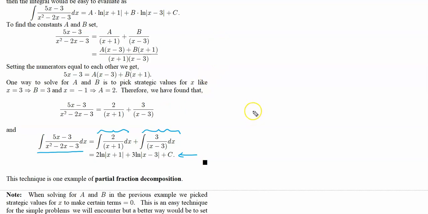Now that was a fairly easy example because the denominator factored into very nice linear terms, and also the linear terms were different from each other. Notice you had x plus 1 times x minus 3. It wasn't something like x minus 1 squared, which is what we're going to take a look at in the next example. What happens when that occurs? The procedure is going to be just a little bit different.